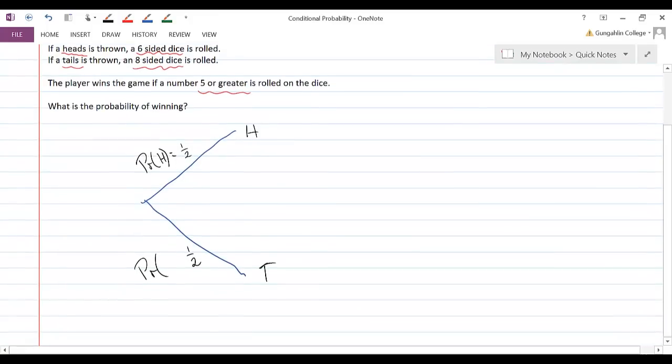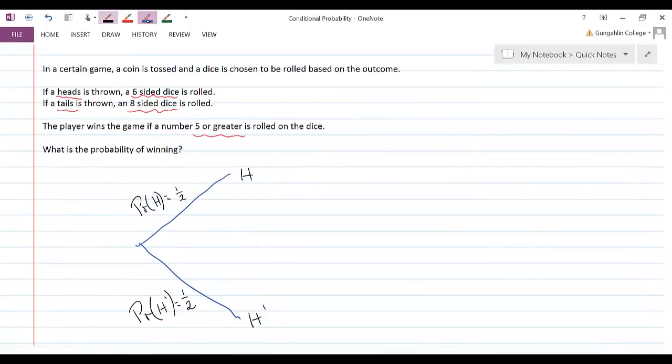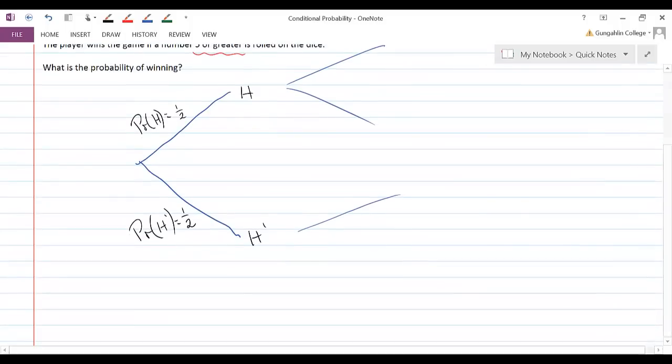Actually, I'm just rethinking here. Rather than using T, because we've already got a name for this event, throwing a heads, I'll call this H dash, or the complement of this event. Either I get a heads or a tails. This just means I don't have to introduce lots and lots of letters. So the probability of not getting heads is 1/2. Now this is where our conditional probability comes in, because the next event is dependent on the result of that coin toss. So let's think about these each separately.